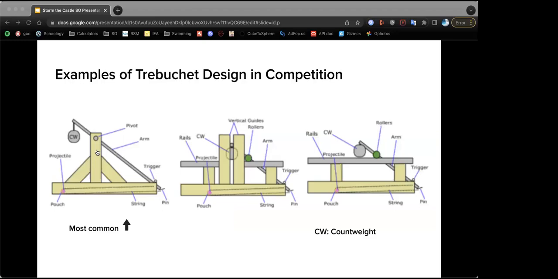All right, here are some examples of trebuchet designs that you'll see in competitions. The most common one would be the one on the very left. I personally use that one as well. Although they all look very different, they all have the same general concept when we're talking physics. Let's dive deeper into that.